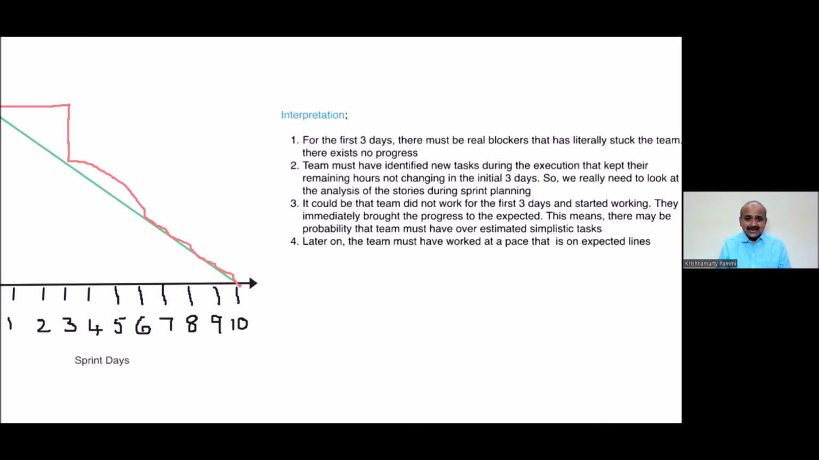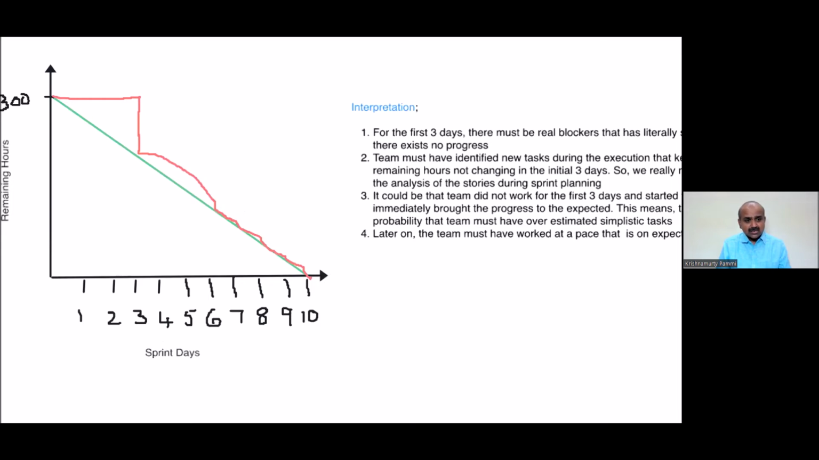For the first 3 days, there must be real blockers. The team could not complete the work. So if you think positively, the real blockers were there, and these real blockers were not letting the team progress. So because of that, they're not able to complete the remaining work, or they're completing the planned work, but new tasks were identified. Because of this, even though they're able to complete the planned tasks, because of the new task identification, the remaining work may be the same.